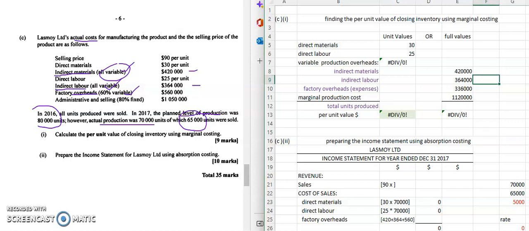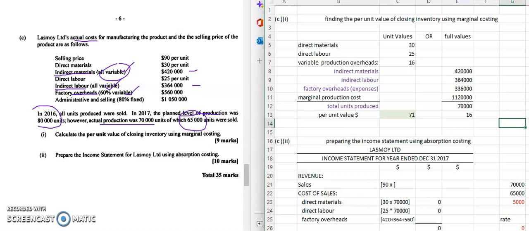And what I want really is the unit, what's the unit value of this indirect contribution. So all it says is take the information here, the 1,120,000, and divide it by the number of units that were produced. Right? It says we actually produced 70,000, so divide that by the 70,000. And that tells me that per unit value of the variable production overheads is $16.